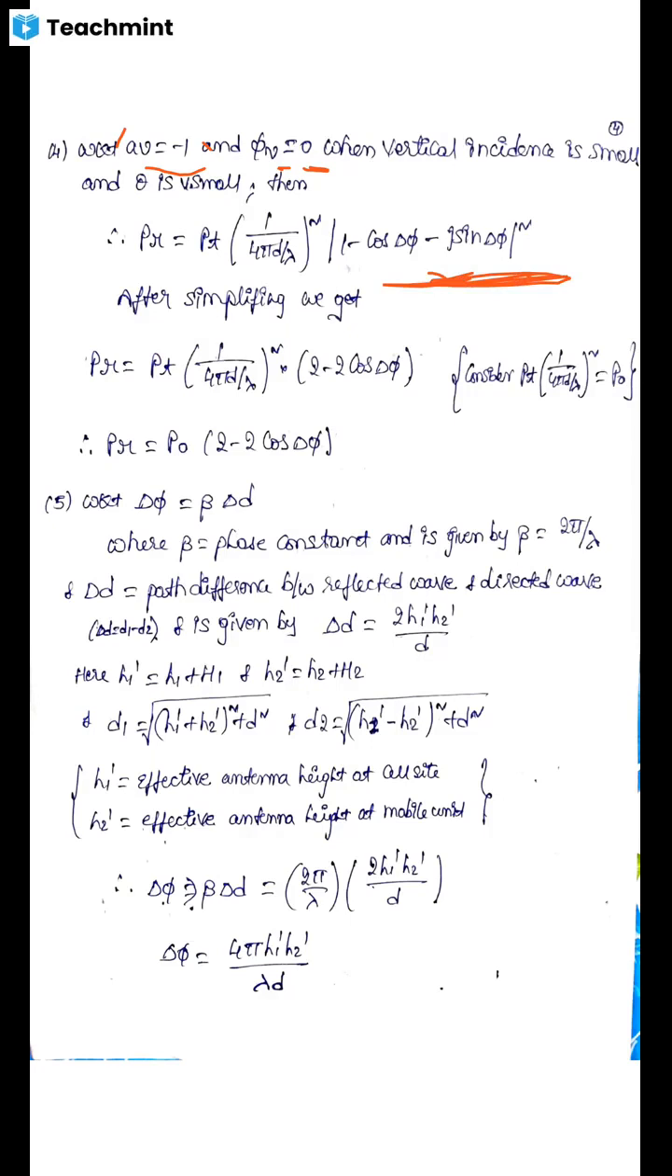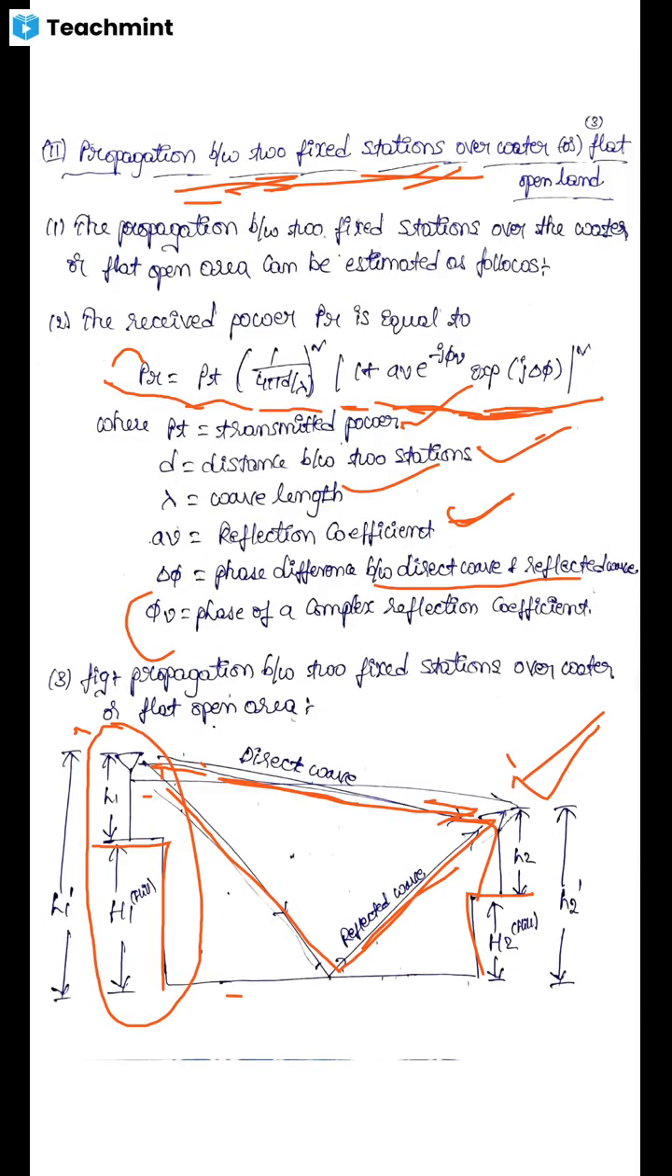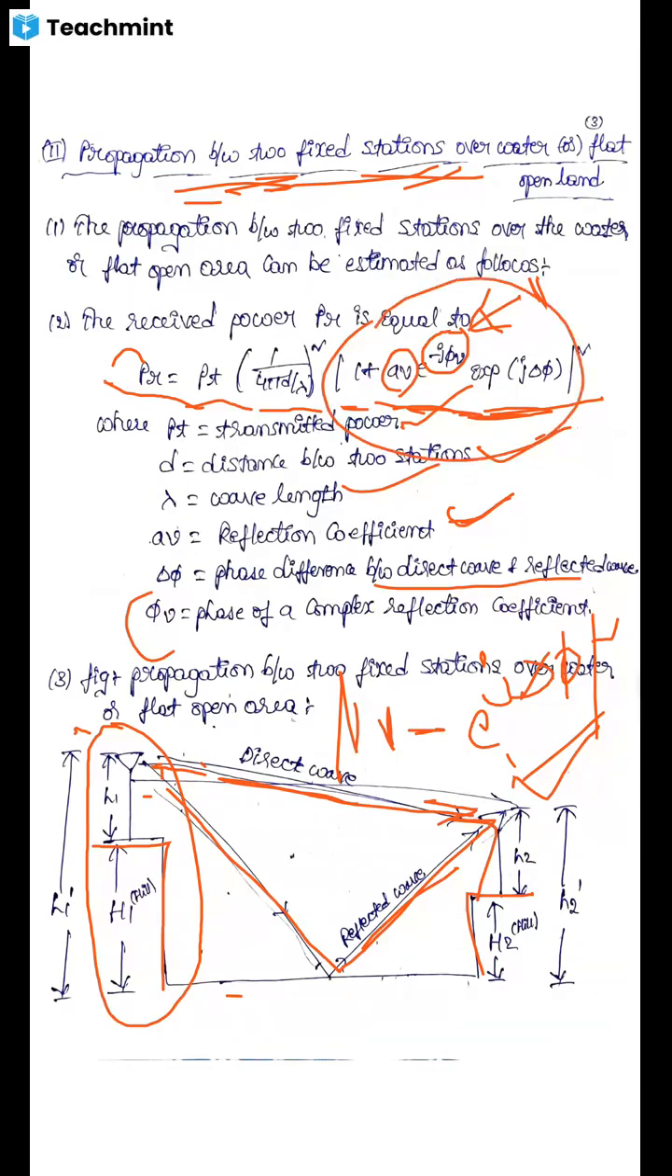How did I get this expression? See, if I substitute phi suffix v as 0, then it becomes e power 0, and e power 0 is equal to 1. This becomes 1. And we know that the reflection coefficient AV is equal to -1. So if I take AV is equal to -1, then I will get modulus of 1 minus e power j del phi, modulus whole square. This is the expression I am getting here.